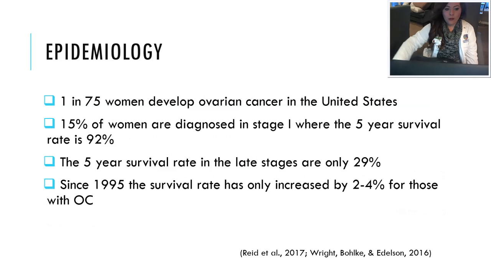1 in 75 women will develop ovarian cancer in the United States. 15% of these women are diagnosed in stage 1, where the 5-year survival rate is great, at 92%. However, 85% of women are diagnosed in the late stages, where the 5-year survival rate is only 29%. Since 1995, the survival rate has only increased by 2 to 4% for those with ovarian cancer, which shows that advances in ovarian cancer are minimal.